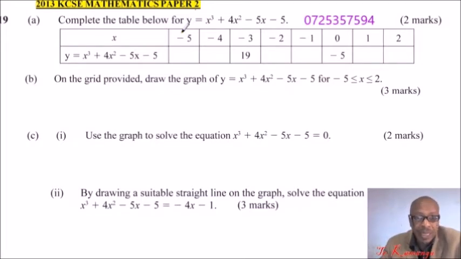You put 4 multiplied by the bracket, the value of x is minus 5, so you put minus 5 and close the bracket. Then you minus 5 multiplied by the bracket, minus 5, close the bracket, and finally you put minus 5. That should give you minus 5. You substitute the same for 4, you should get 15. When you substitute for minus 2, you should get 13. When you substitute for minus 1, you get 3.